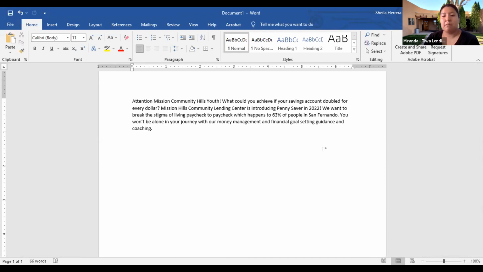And then we put in, we want to break the stigma of living paycheck to paycheck, which happens to 63% of people in San Fernando. And then concluding with, you won't be alone in your journey with our money management and financial goal setting, guidance, and coaching. So that's how far we got before we got out of the group. Yeah, that's great.